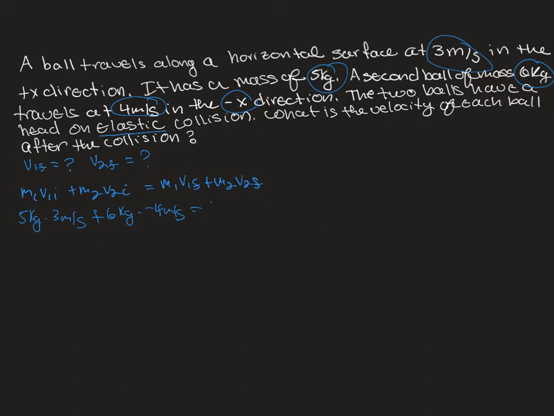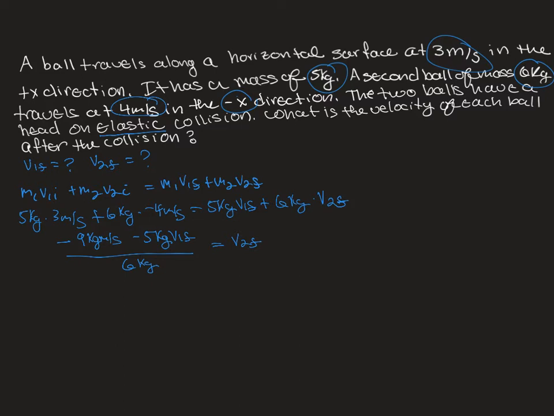Alright, so our first mass is 5 kilograms. V1F is an unknown. Second mass is 6 kilograms. And V2F is an unknown. Alright, I have two unknowns, but luckily I have another equation I can use, but I'm going to reduce this equation down as much as possible first. So you can see here I've rearranged the equation to solve for V2F in terms of V1F.